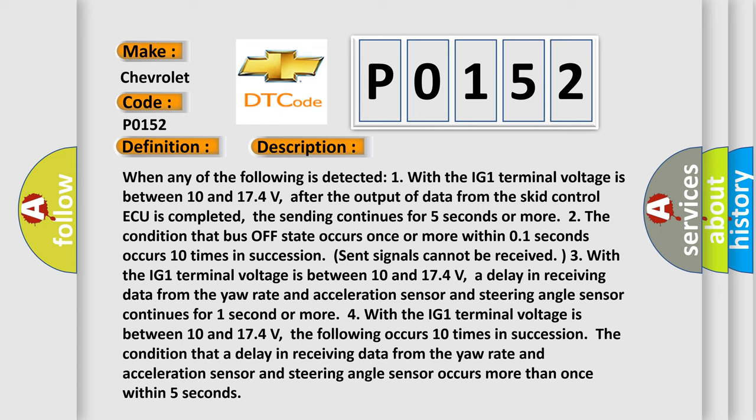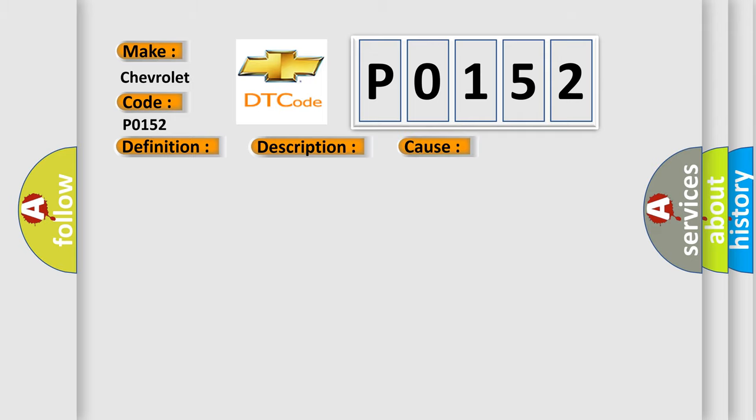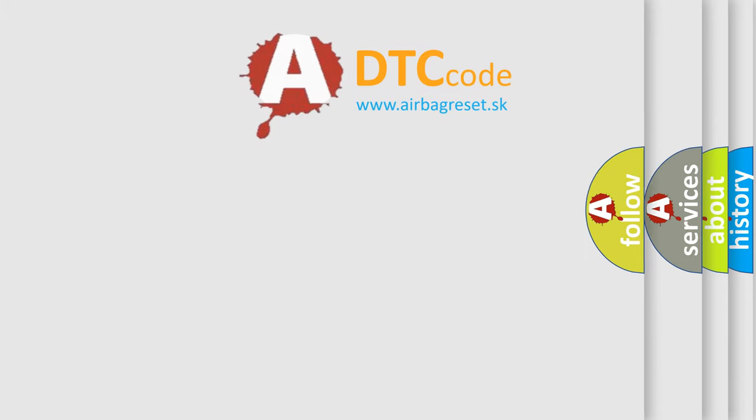This diagnostic error occurs most often in these cases. Communication system.